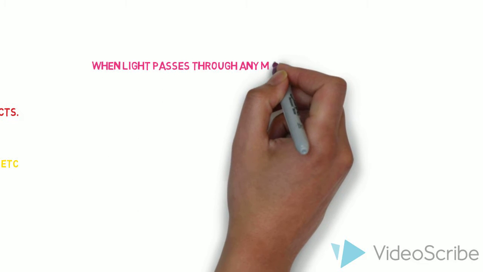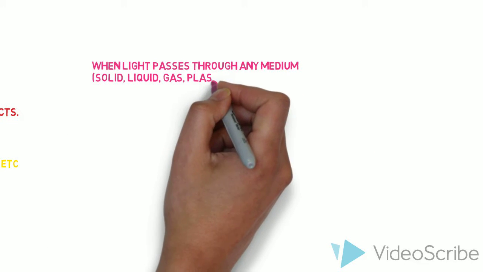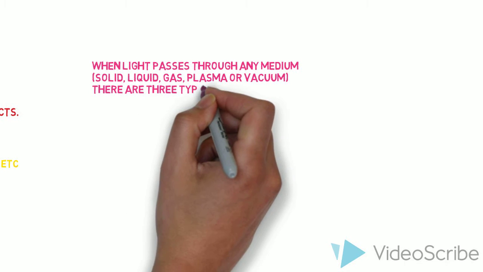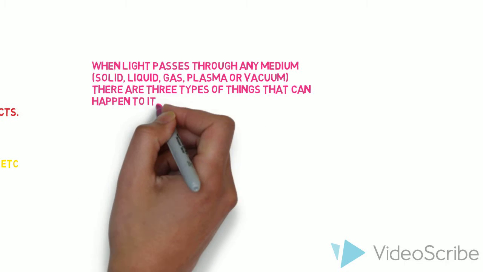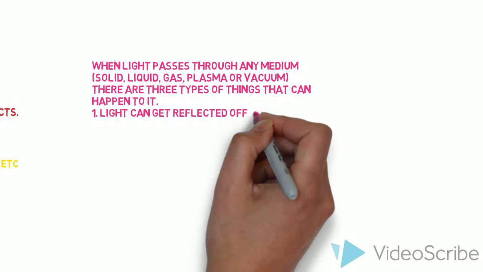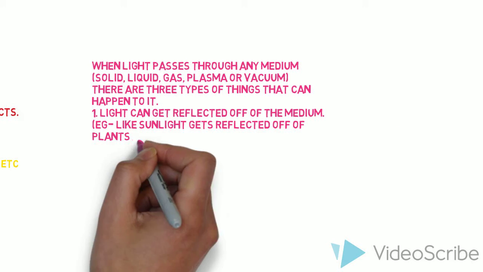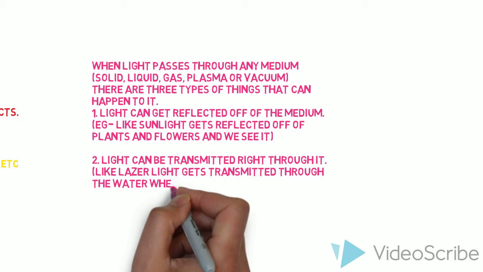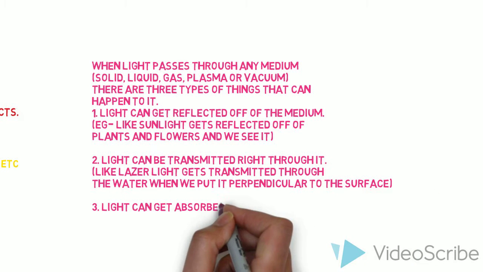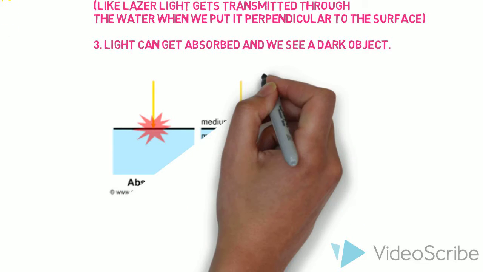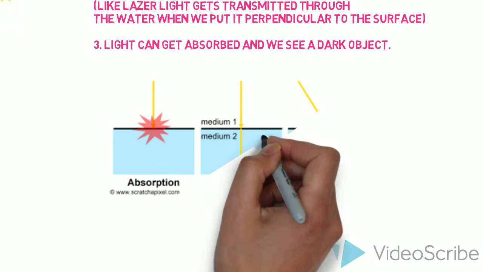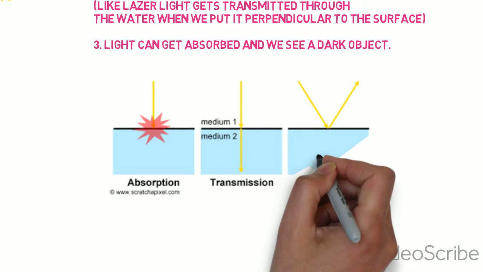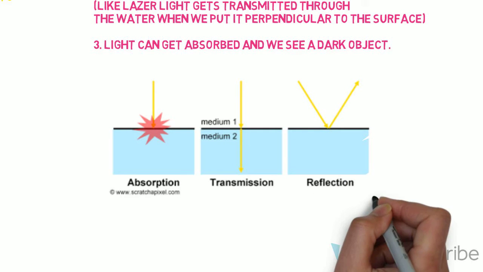When light passes through a medium, solid, liquid, gas, plasma or vacuum, there are three things that can happen to light. One is that light can be reflected off of things. Then light can be transmitted, which means it can pass through. And light can get absorbed and just vanish, so you have nothing on the other side, as shown in the diagram.